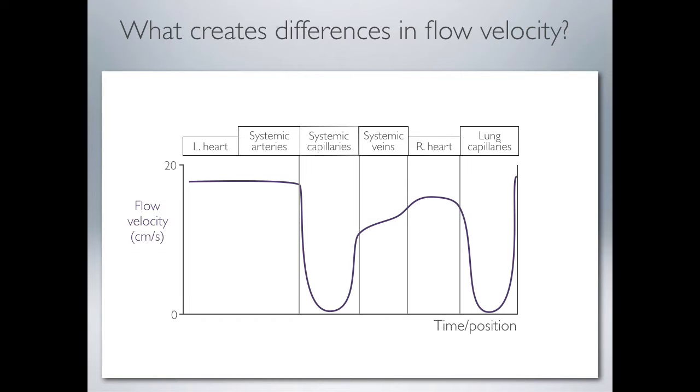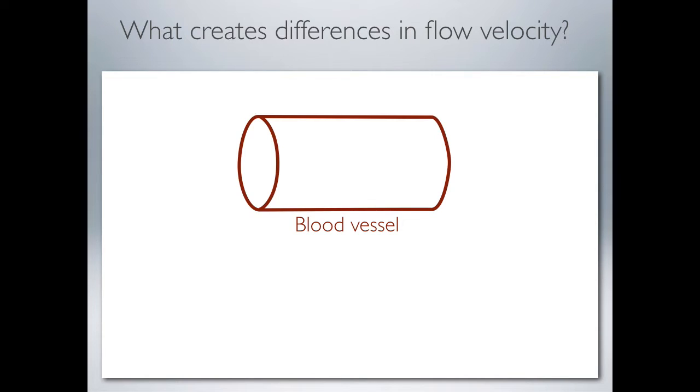All right, so what creates differences in flow velocity? Let's start with just a single vessel. It's a cylindrical vessel, and just imagine that we're going to push some blood through this vessel. And so that blood is going to adopt the shape of that container. It's going to be cylindrical.